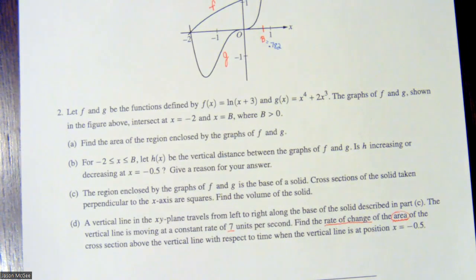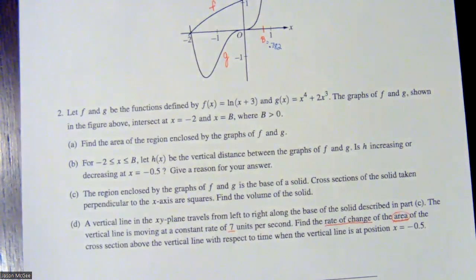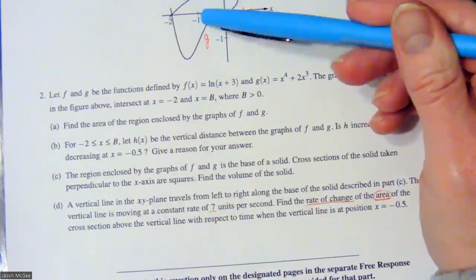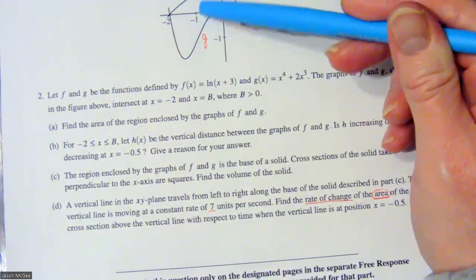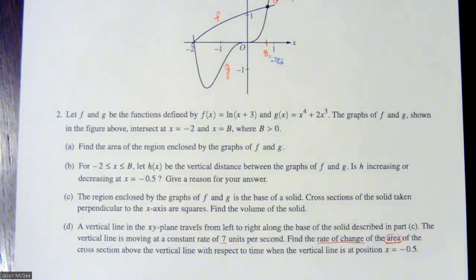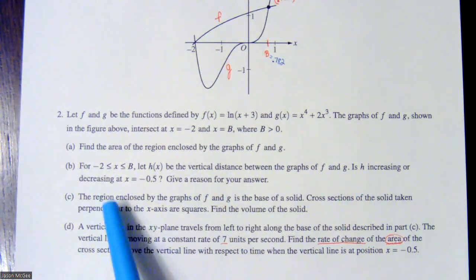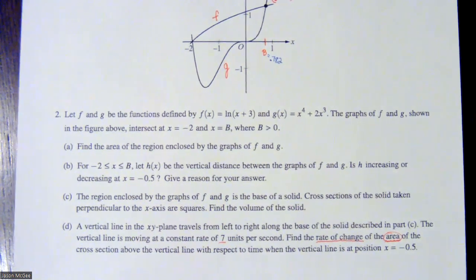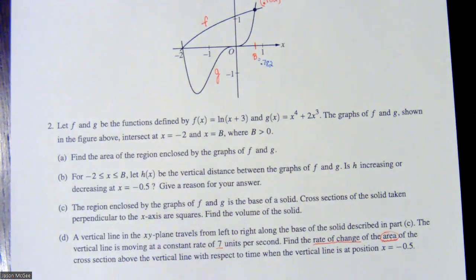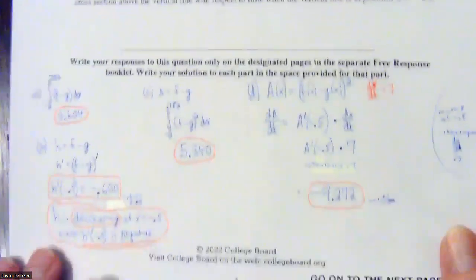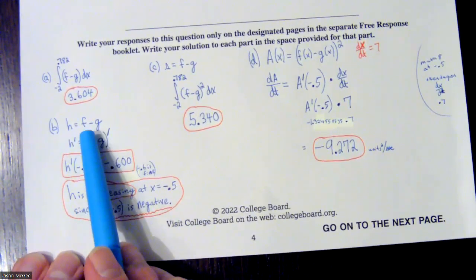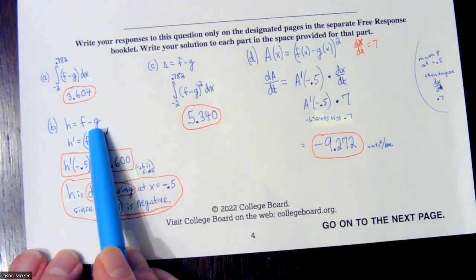Now, letter B is talking about H, the vertical distance between the two graphs. If you want to measure the distance between two curves, it's just going to be top minus bottom. So H is top minus bottom, which is going to be F minus G. And then it wants to know, is H increasing or decreasing? You know how we do that. We evaluate the derivative at that point and determine if that derivative is positive or negative. So H is the distance between the two curves, so you're just going to subtract them.